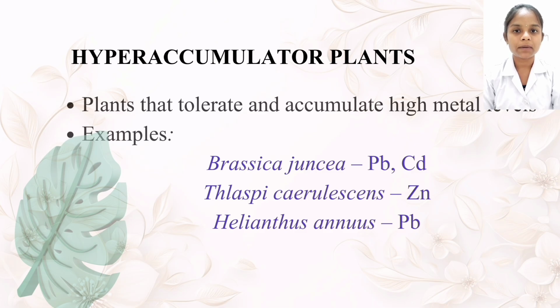Examples include Brassica juncea, which is effective in accumulating lead and cadmium, Thlaspi caerulescens, which is known for zinc accumulation, and Helianthus annuus, commonly known as sunflower, which can accumulate lead. These plants play an important role in cleaning contaminated soils in an eco-friendly and cost-effective way.